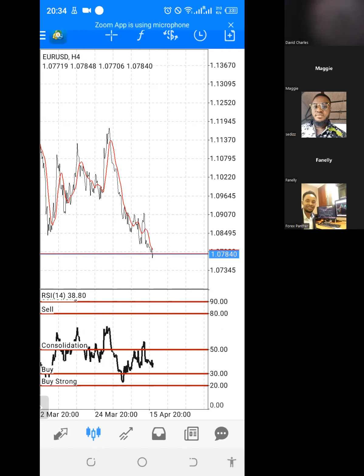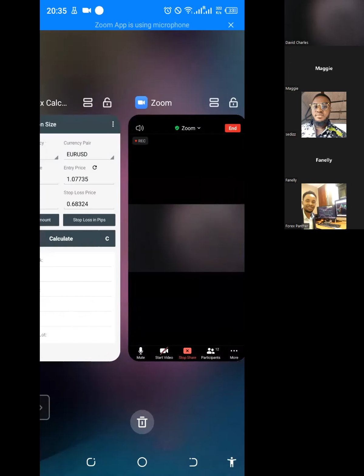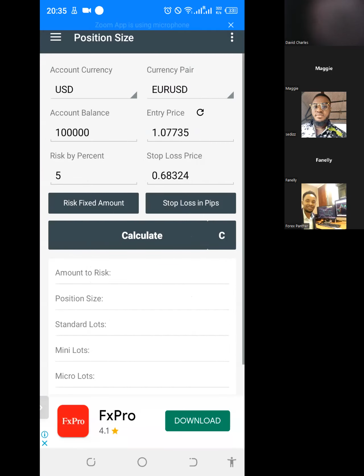Like always, I love to teach where there is something like a piece of paper and a pen so that you can be writing something in case there is something that is needed to be written. So as you can see, last time I said I use an application called FX Calculator. That FX Calculator is this app here. This is the app that I use whenever I want to enter the market.